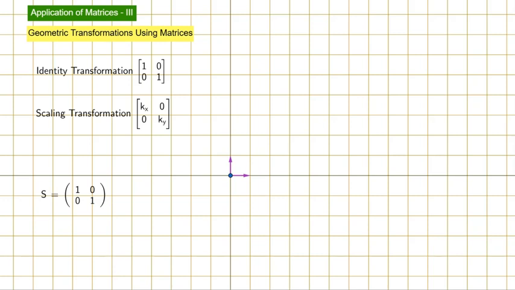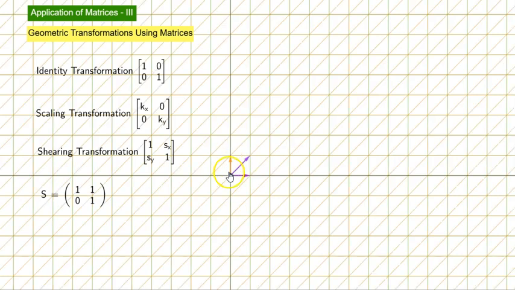Now, the next is shearing transformation. So here, this remains 1, and we have S sub x and S sub y. S sub x gives us the shearing in the x direction, and S sub y is the shearing along y axis. So let's change this 0 to, let's say, 1. So transformed vector is along this direction.